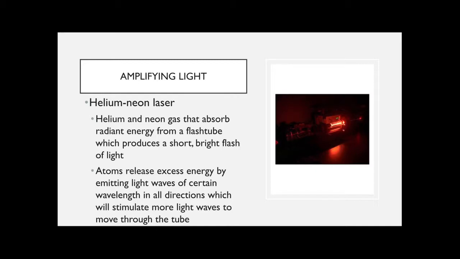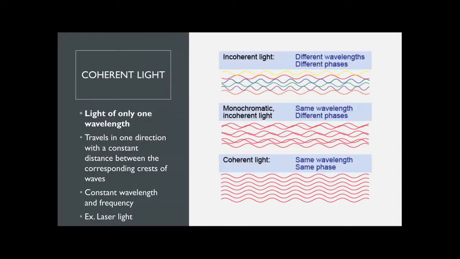Okay, so when we talk about amplifying light, we are going to be talking about helium neon laser. So helium and neon gas are going to absorb radiant energy from a flash tube, which is a type of lamp that makes intense light. So as the gas, helium and neon gas, take in energy, it's going to cause short and bright flashes of light. So what happens is the atoms are going to then release extra energy by emitting the light waves at a certain wavelength in all directions. And this is going to cause a chain reaction to move through the tube.